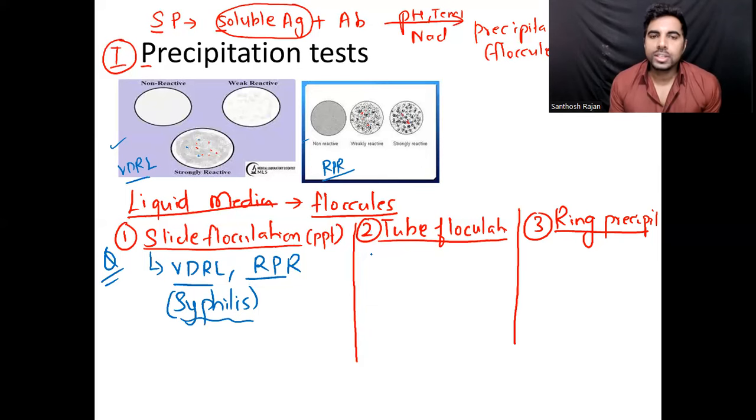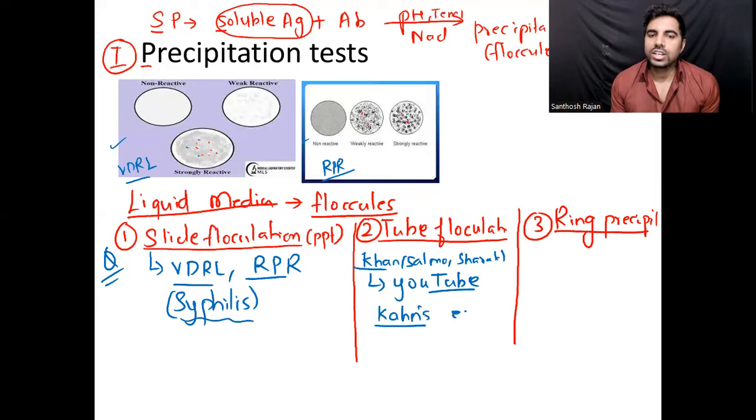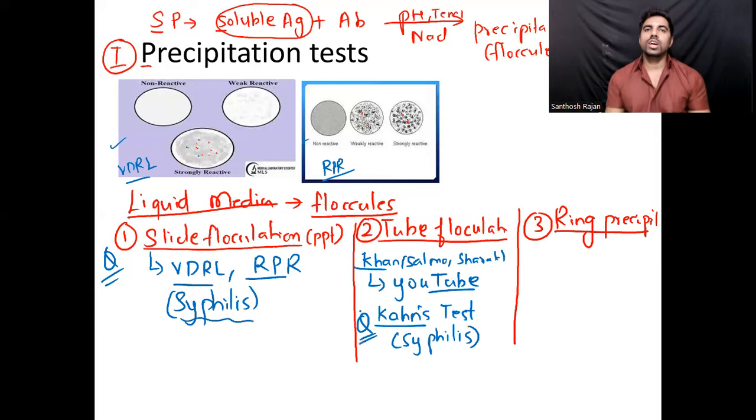In tube, very easy. You know what? If you want to see any Khan movies, either Salman or Shah Rukh Khan, any Khan movies, you see them very good where? On YouTube. Okay, so Khan's test. It's spelled K-A-H-N. Here I'm writing Khan, but the test name is Kahn's test. So Kahn test is also used in syphilis. We are not using it anymore, but please remember, all the Khans have syphilis. Khans have syphilis, and Khan's movie, where will you watch? You will see it on YouTube. So tube, very, very simple.